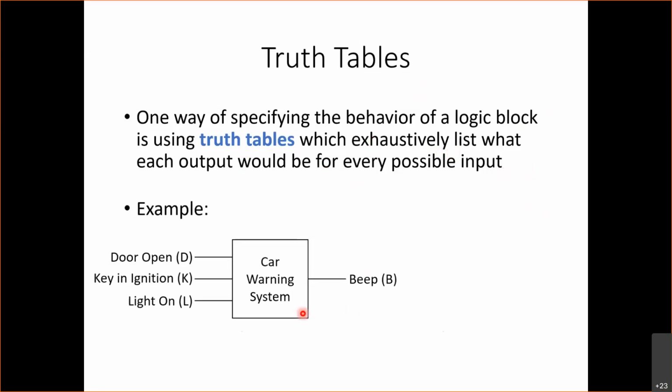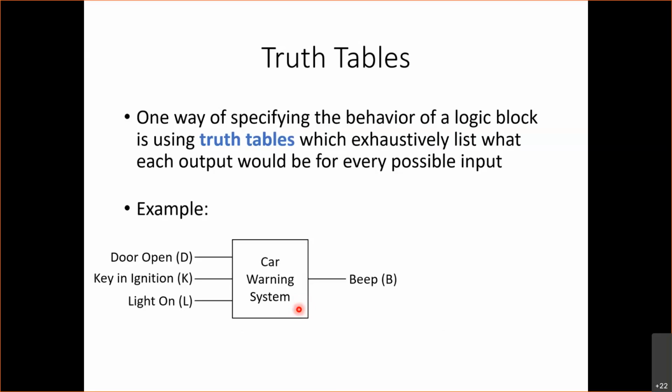We're going to have a running example throughout this lecture, and the running example is going to be a car warning system. You know how if you, for example, take your key out of the car, but the lights are still on, the car kind of beeps and warns you that something is wrong. Or maybe if you open the door of your car and the key is still in the ignition, the car will beep to remind you not to forget your key in the ignition. The car has a circuit that takes care of these things, and we're going to use this as an example to demonstrate the different ways of specifying logic blocks in today's lecture.